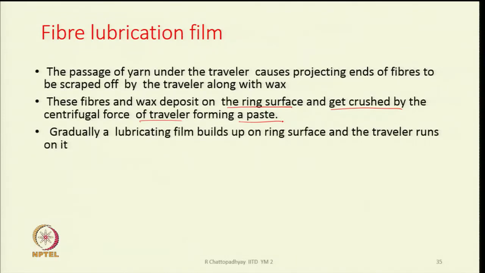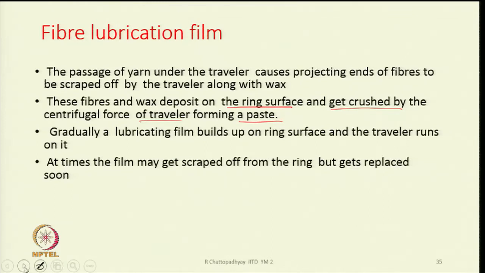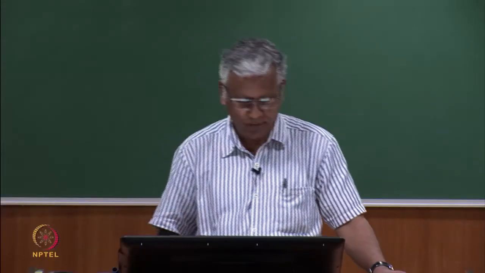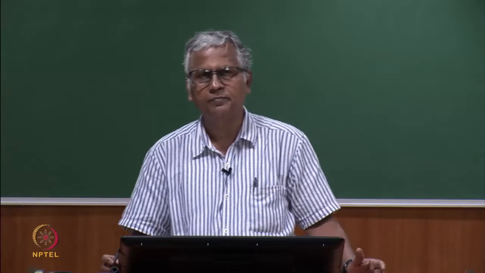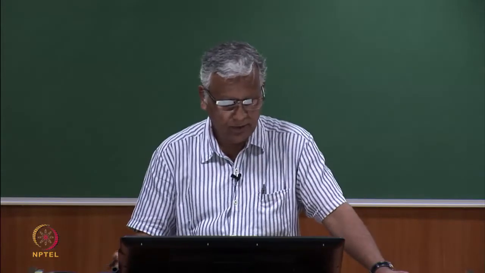Gradually a lubricating film builds up on the ring surface and the traveler runs on it, and hence we do not need any additional lubrication when we are processing cotton fiber. The natural wax and the tiny fragments of cotton fiber basically make a film which is deposited on the entire surface of the ring on which the traveler is running, and that acts as a lubricating film. At times the film may get scraped off from the ring, but gets replaced soon. Sometimes it may get scraped off because of the abrasion between ring and traveler, but because continuous flow of yarn is there, within a few minutes again the film is replaced.